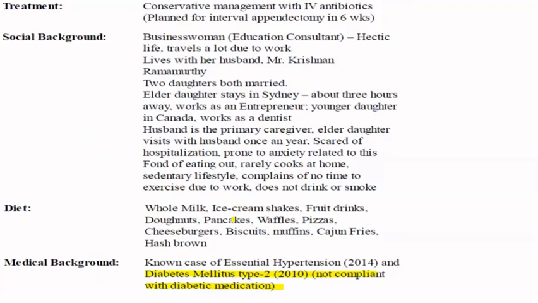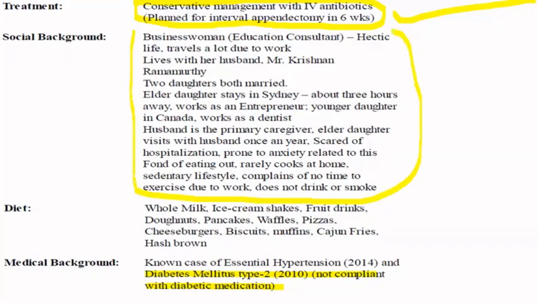Then, this also I think is important information. What do you think? When we are talking about appendicitis, we have to tell that she has been managed conservatively and she is planned for interval appendectomy. That's so. What about businesswoman and all those things?